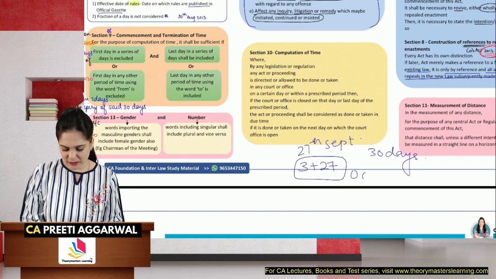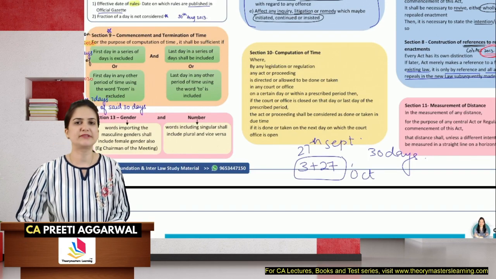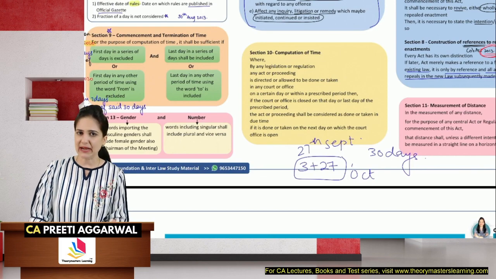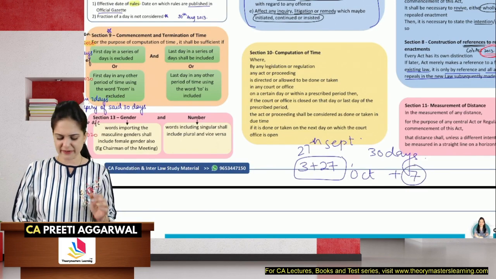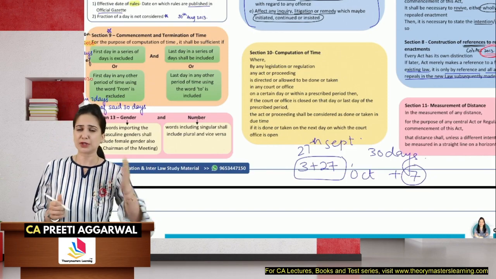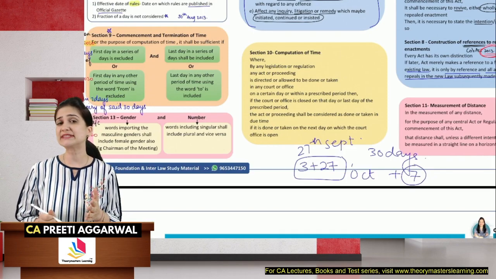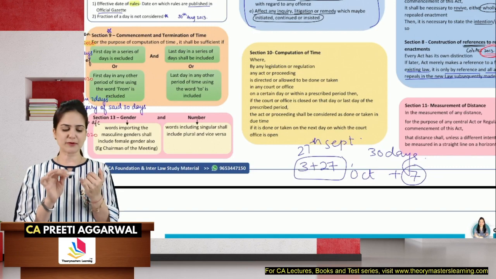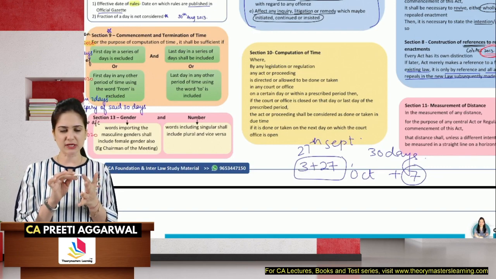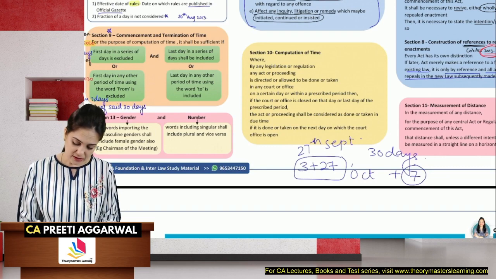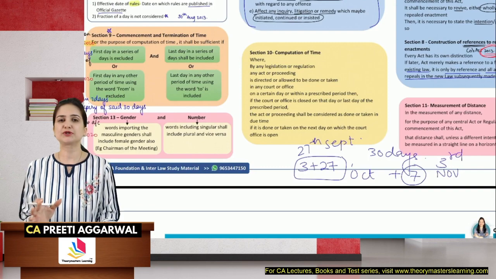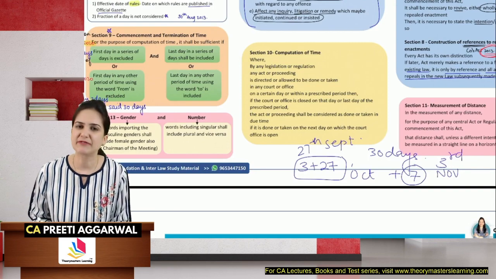So by 27th October, this dividend has to be paid. It has to be claimed. If it is not, within the next 7 days, the amount will be transferred to the unpaid dividend account. So how should the calculation be made? Should we consider 27th October? No. Calculation will start from 28. So 28, 29, 30, 31, 1, 2, and 3. So by 3rd November, we should transfer this amount to the unpaid dividend account.